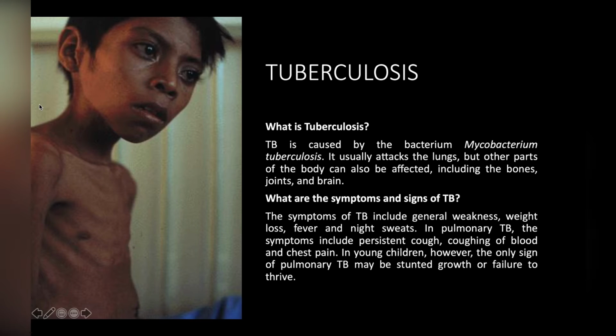Tuberculosis. It is caused by the bacterium Mycobacterium tuberculosis. It usually attacks the lungs, but other parts of the body can also be affected, including the bones, joints, and the brain. The symptoms of TB include general weakness, weight loss, fever, and night sweats. In pulmonary TB, the symptoms include persistent cough, coughing of blood, and chest pain. In young children, however, the only sign of pulmonary TB may be stunted growth or failure to thrive.